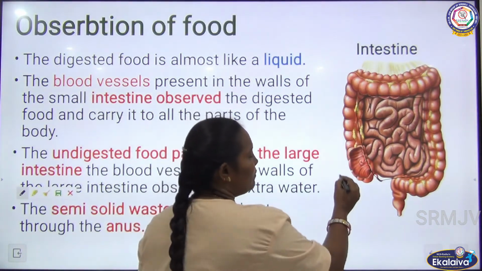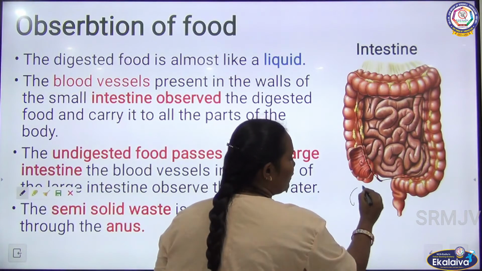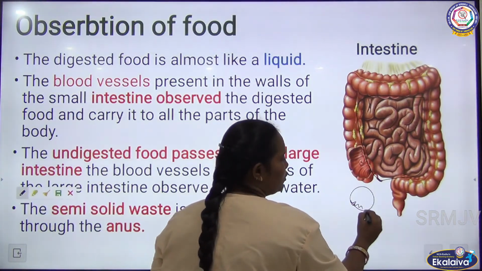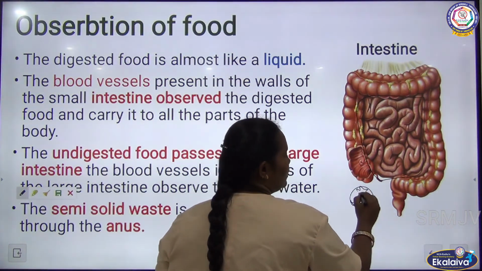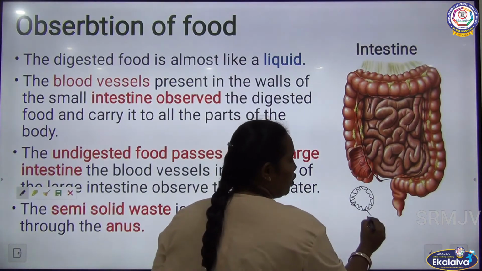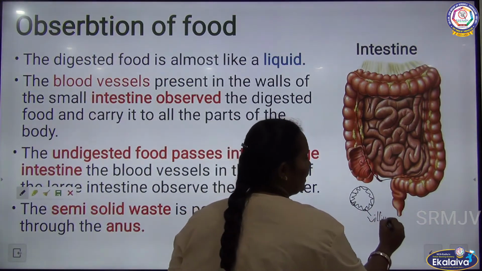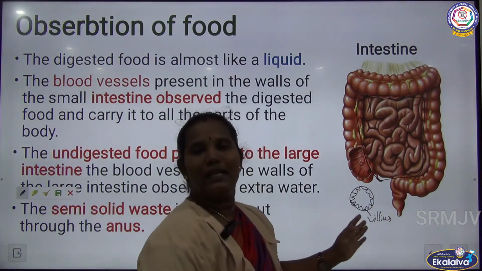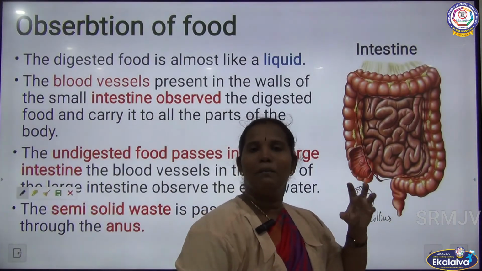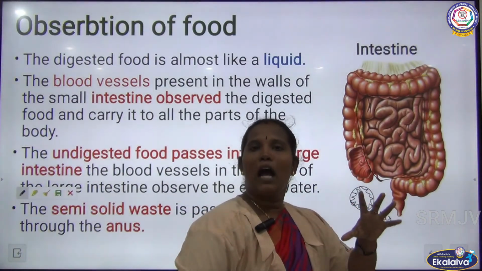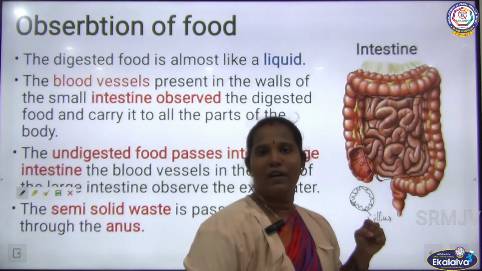How? The cell wall of the small intestine has small tubes, the blood tubes. Okay, these are called the villi. These tubes are called the villi. This villi helps to absorb. It has the blood vessels, so it can absorb all the nutrition from the food.